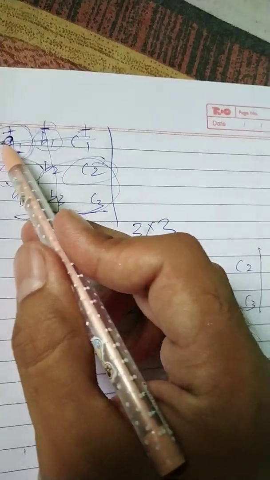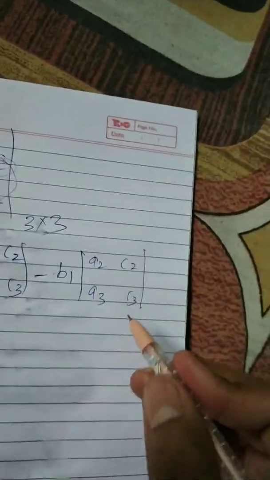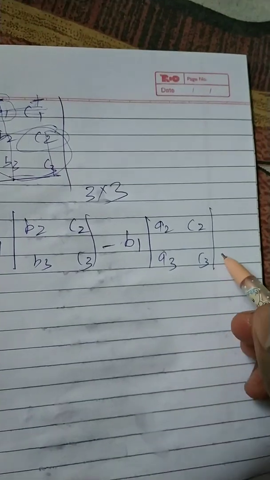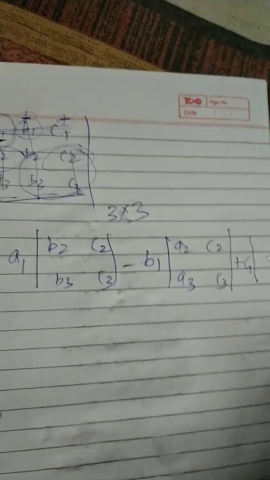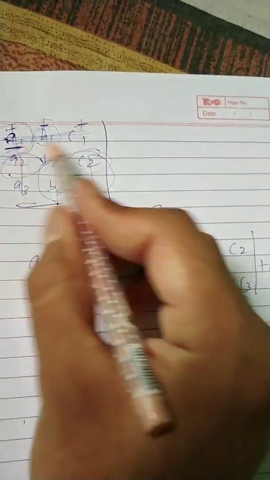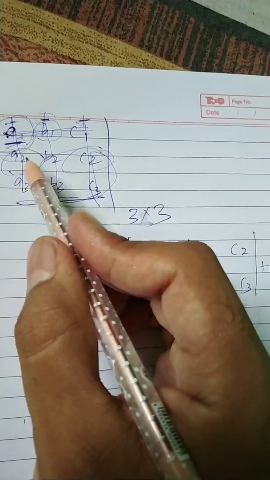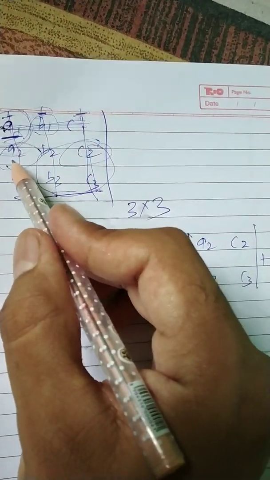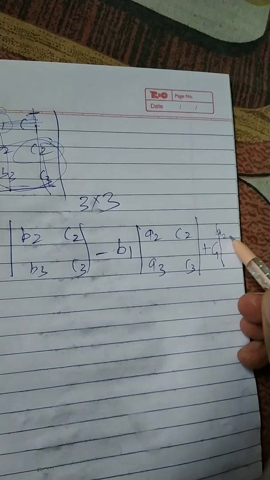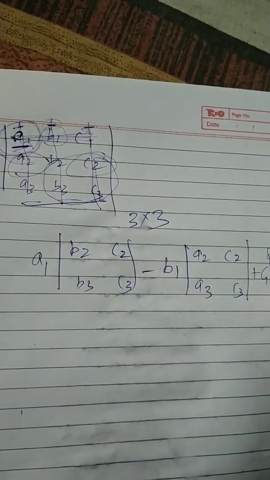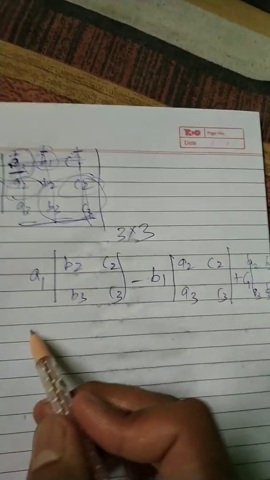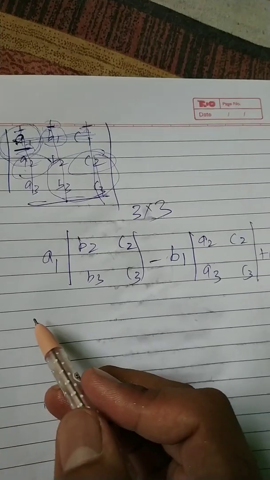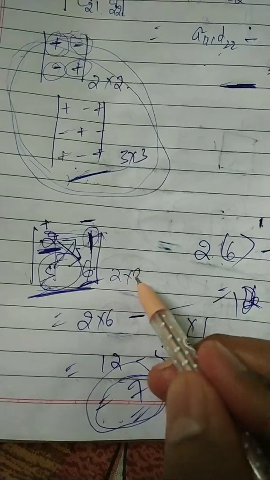What is the determinant of this C1? What is the sign for this C1? It is positive, so plus C1. If you cancel out this particular row and column, the resultant is A2 B2, A3 B3. This is how you are supposed to find the determinant for a 3 cross 3 matrix, and this is how you find the determinant for a 2 cross 2 matrix.